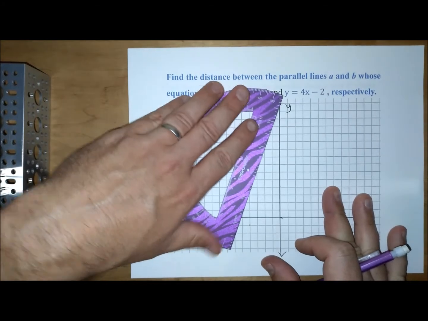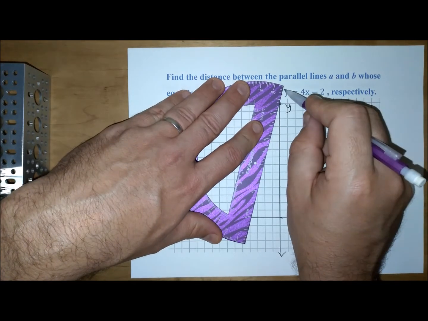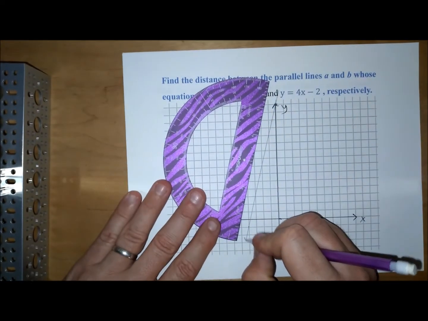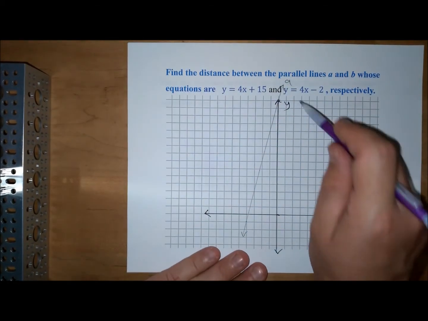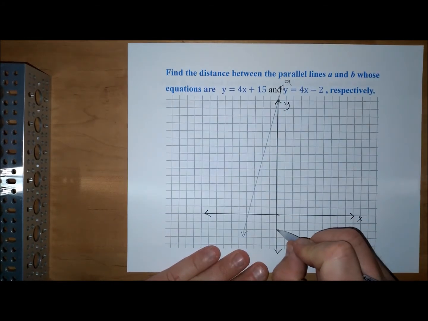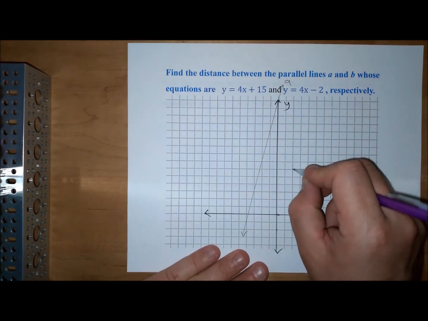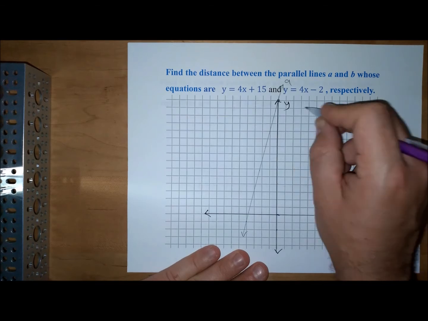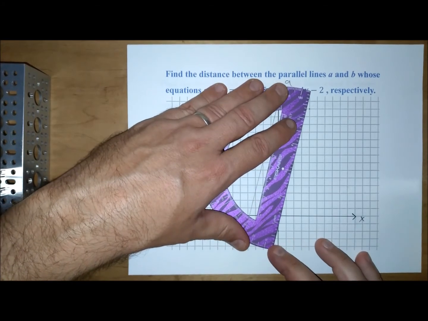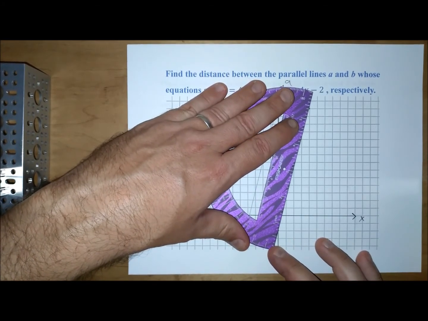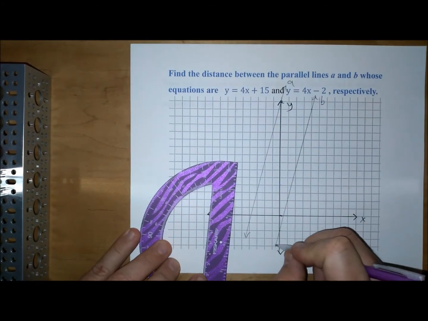Okay, so there is line A, and line B is at y equals 4x minus 2, so we cross at negative 2, and again, of course, same slope, so up 4 over 1, up 4 over 1, up 4 over 1. That's good right there. Let's connect those two. That looks pretty good right there. Okay, so there is our line B.